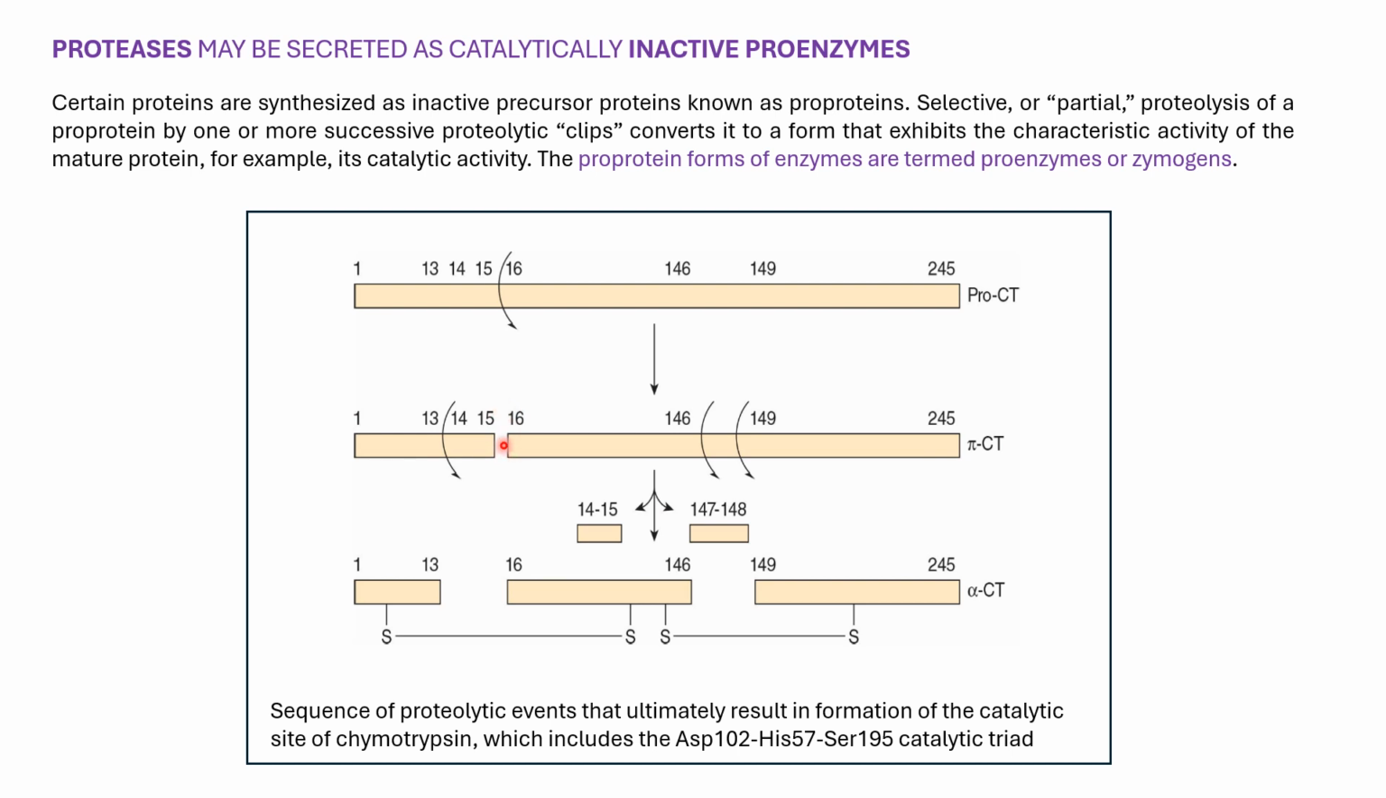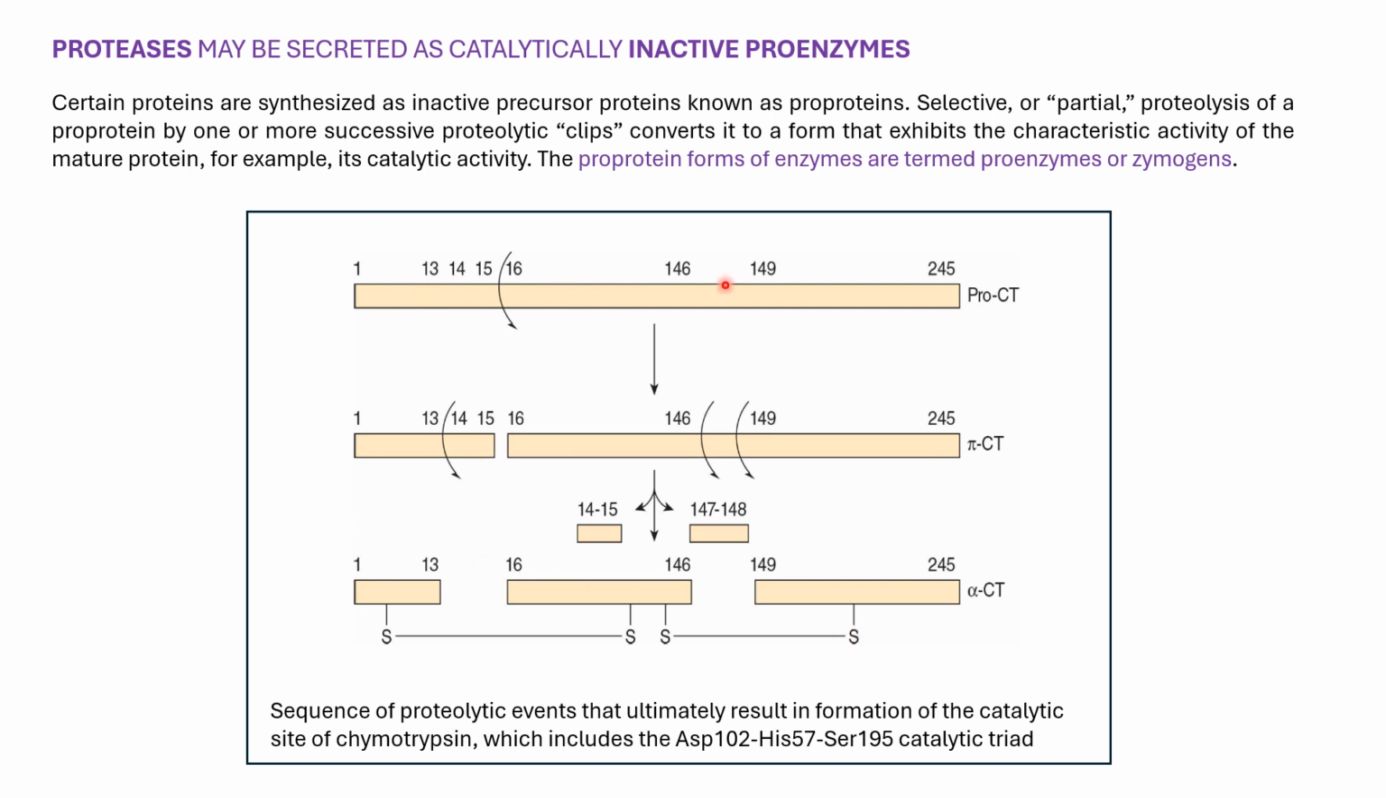First here between amino acids 15 and 16, then the removal of some more amino acids between 14 and 15 to lose this, and then we have another cleavage between 146 and 147, and between 148 and 149. So these very small peptides get removed, and we're now left with these 3 pieces, which are held together by disulfide bonds. And this then folds up into its active tertiary structure.